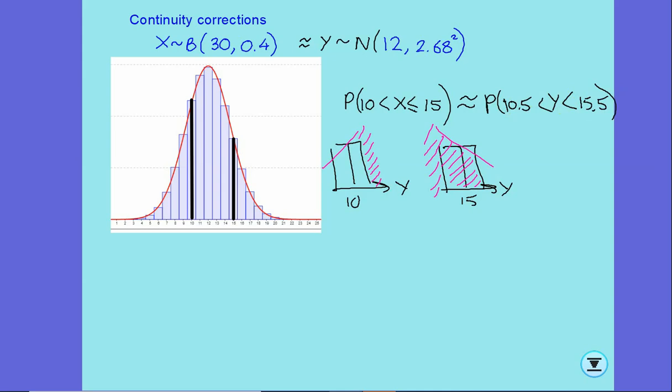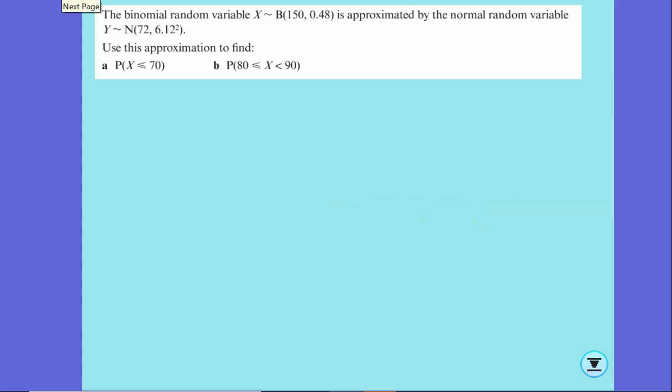Let's just do it. Okay, so menu 7, 2, we've got 10.5 up to 15.5. Okay, so that is 0.6159. So here we have some more exam style questions here.